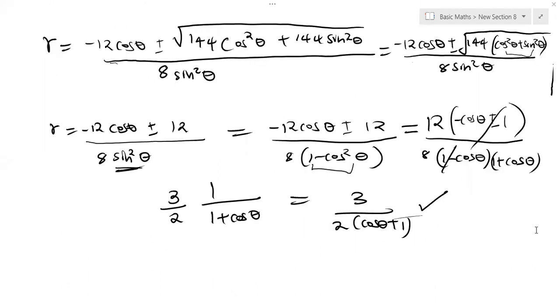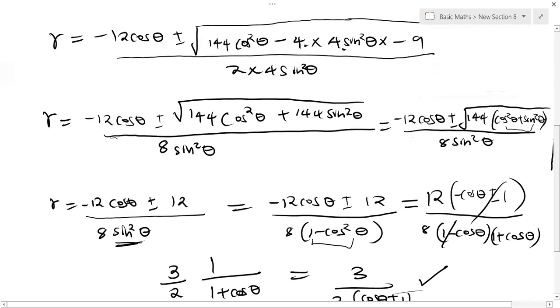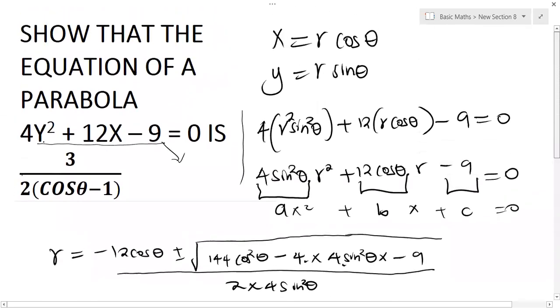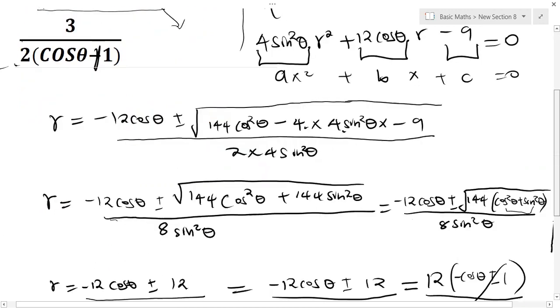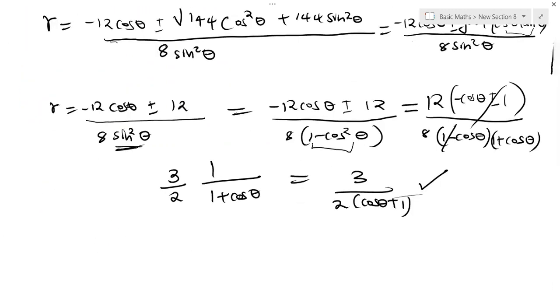And as you can see, there's a parity issue, so this was supposed to be a plus, not a minus. Okay, so that's how we go about it.